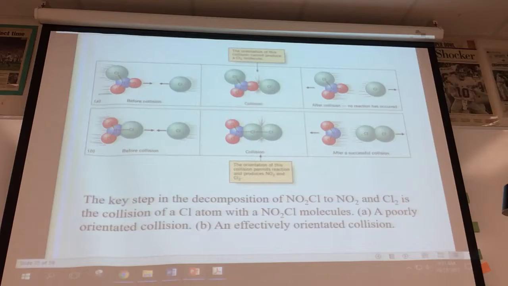Two factors. Toward the end of the class, I'll show you an AP question from a practice exam. It's a part 2 question, and they ask about these two factors. So the particles must hit each other hard enough to overcome the activation energy barrier. That last piece is important.